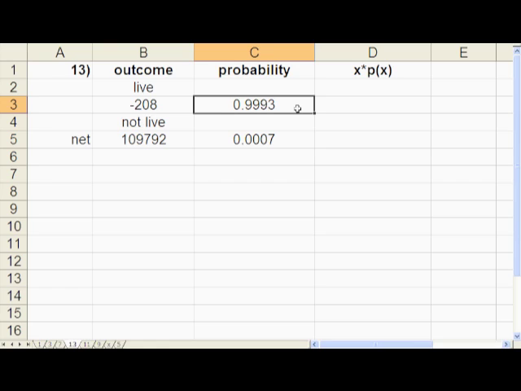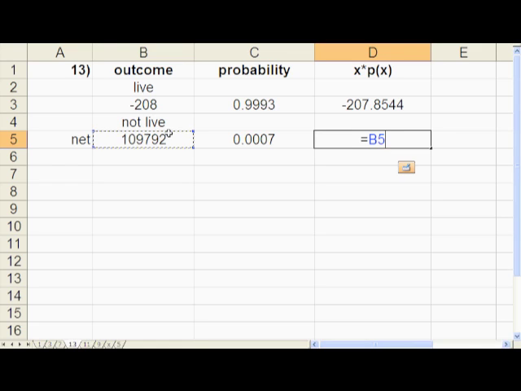So let's say that again. The probability of living is 0.9993. That's 3 nines and then a 3. The probability of not living is 0.0007. It is what we see here. Using the definition of expected value, we will take the negative 208 and multiply it with its probability. We will take the 109,792 and multiply it with its probability.